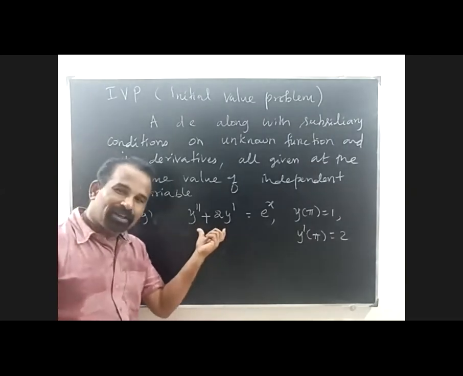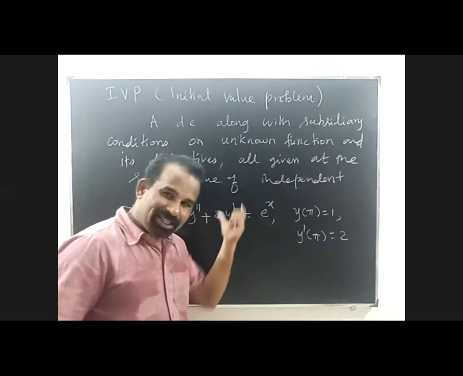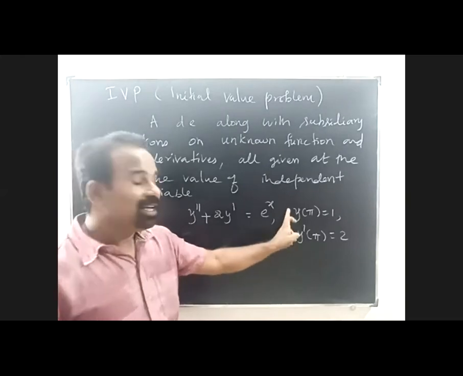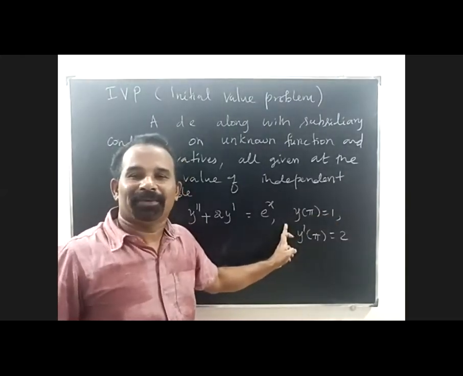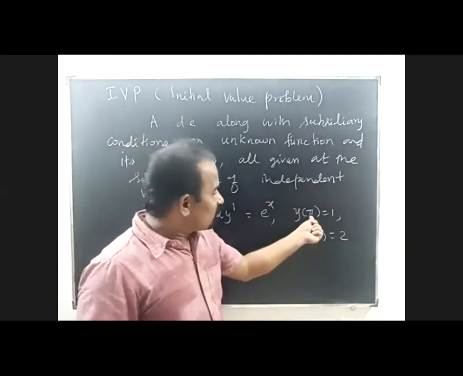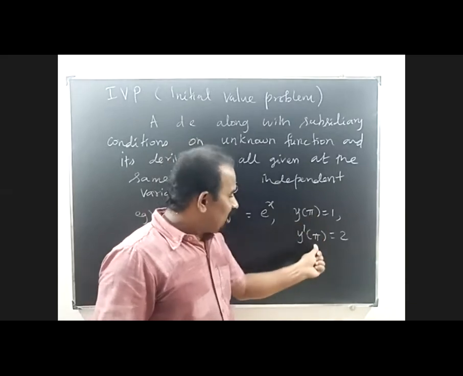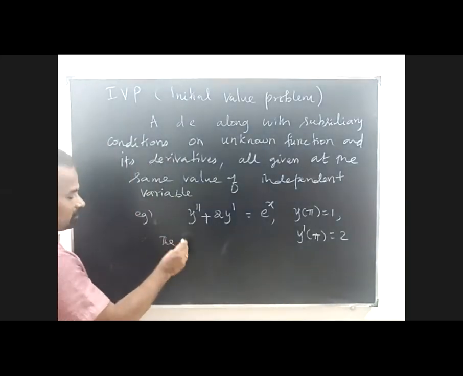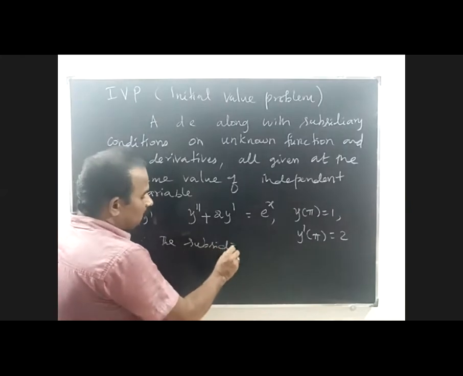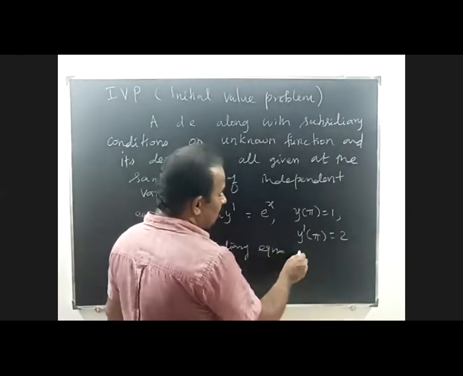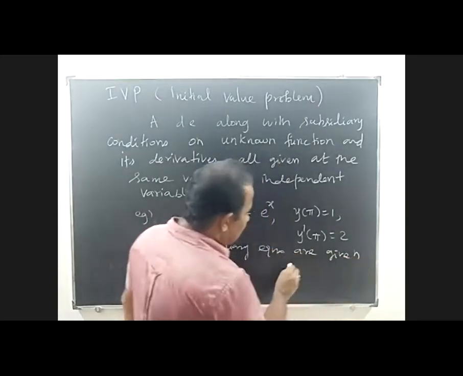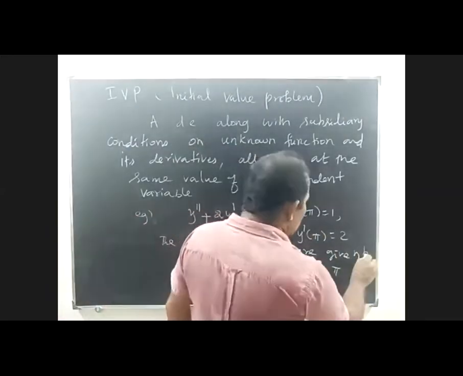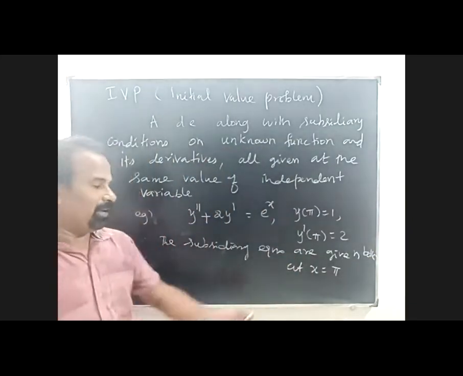The unknown is y. Okay. Then the independent variable is x. Okay. So these two equations are called subsidiary equations. Understood? Here, the value is x is equal to pi. Here is also x is equal to pi. So therefore, the subsidiary equations are given for both at x is equal to pi.